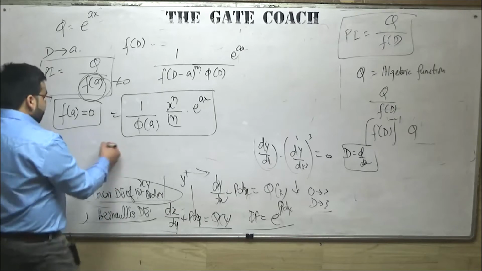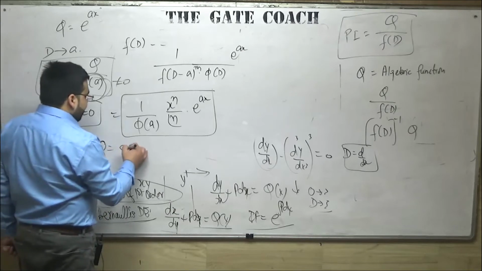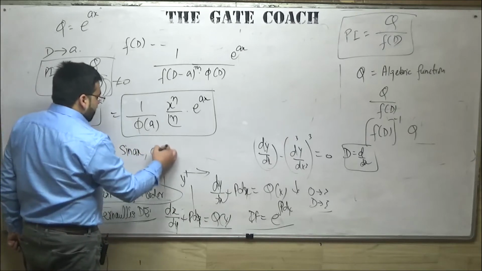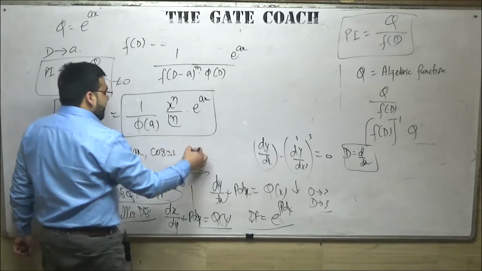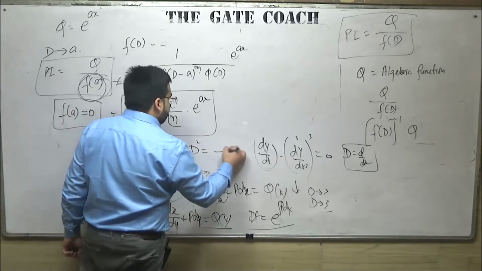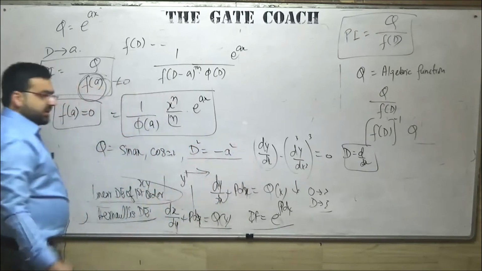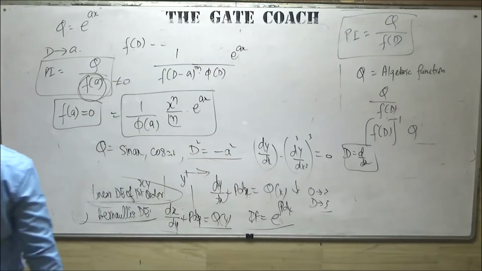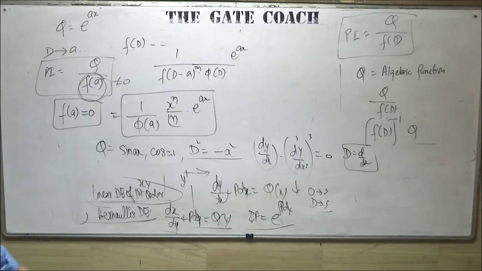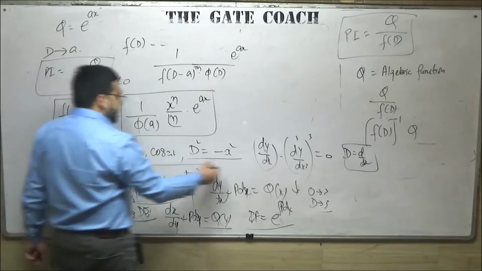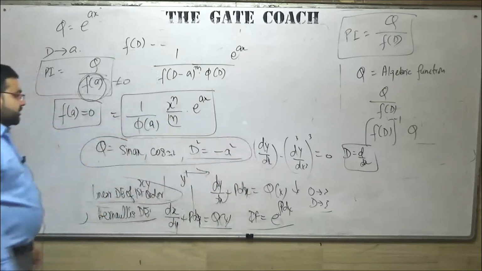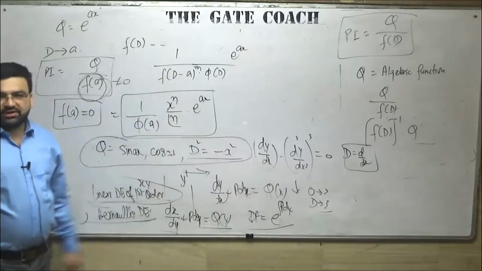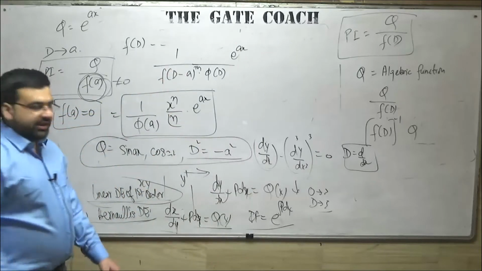If you have Q equal to sine ax or cos ax, just replace this D square with minus a square. It will become very simple for you. And how this assumption has been derived, I have already told in the class also. Just apply the general rule. Once you apply the general rule, you will be getting this expression.